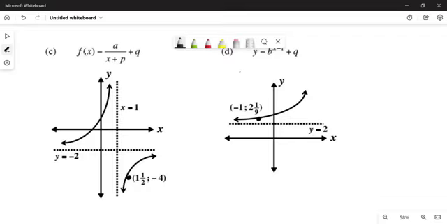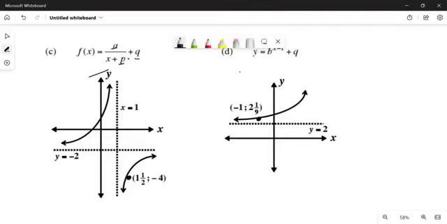And then they say we are given f of x equals a over x plus p, plus q. And if they say determine the equation, it means they're saying tell us what a is, what p is, and what q is. This one here is a hyperbolic function given in the standard form that we're used to. Now, this is not the only form in which they can give you a hyperbolic function.